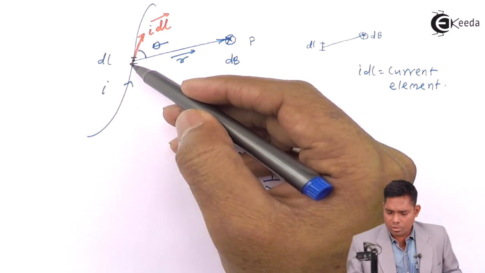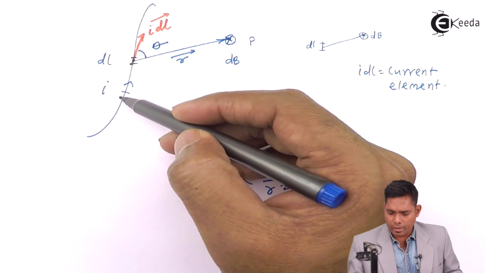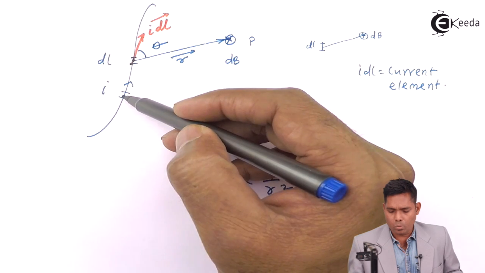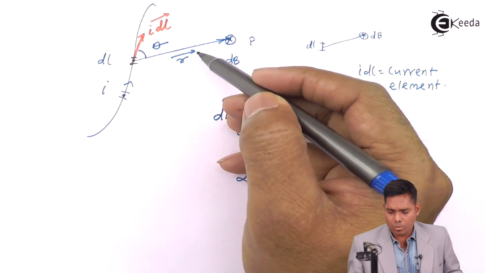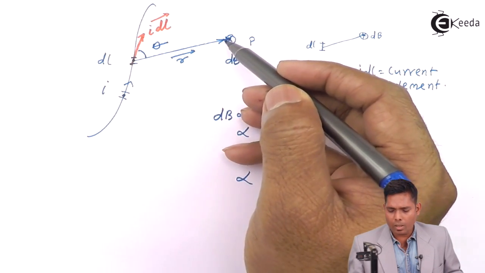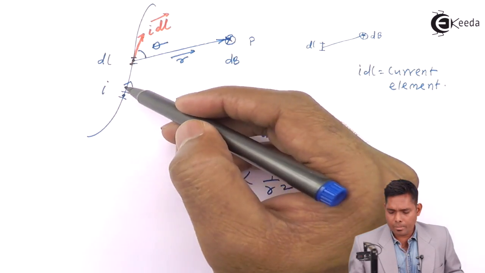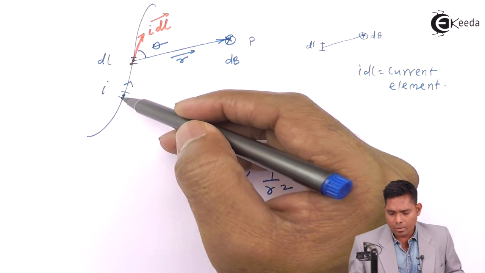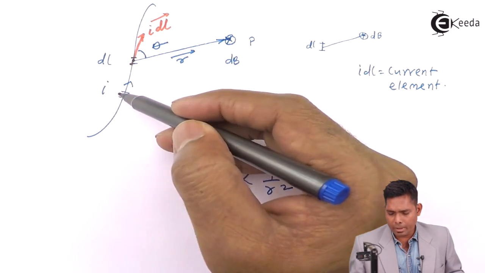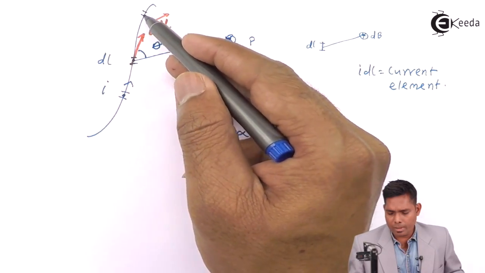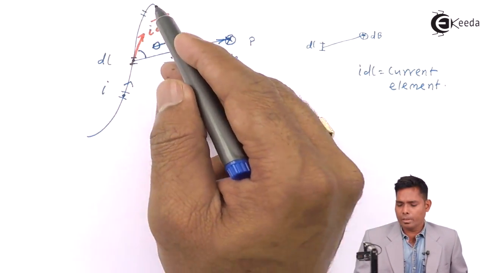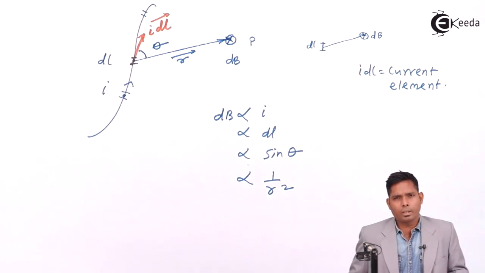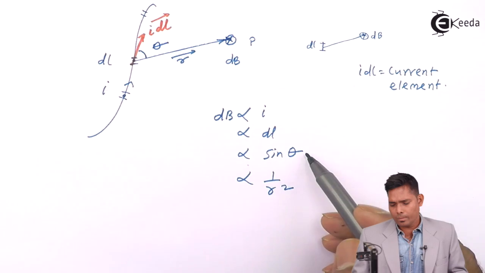As I choose any other element, suppose this is dl1, I choose dl2 here. From this point, if I join, this is my new r, and this r makes a different angle with this. In this case, the Idl will be like this, always tangent, and the angle that it makes with this line is different. Similarly, if I choose an element over here, this will be the angle. So the angle theta actually varies with change in the element. So this is one variable.